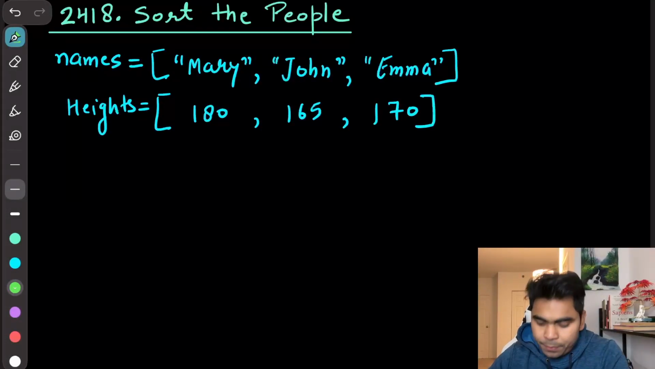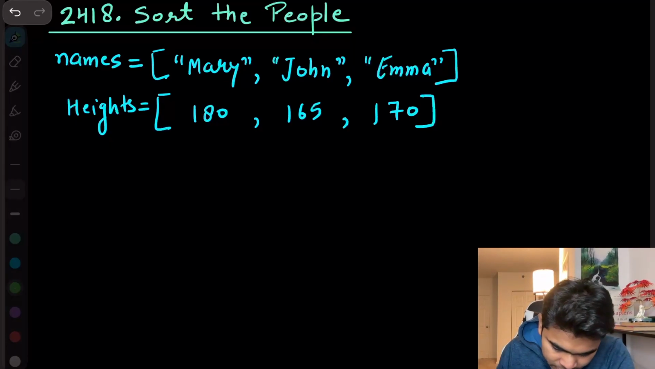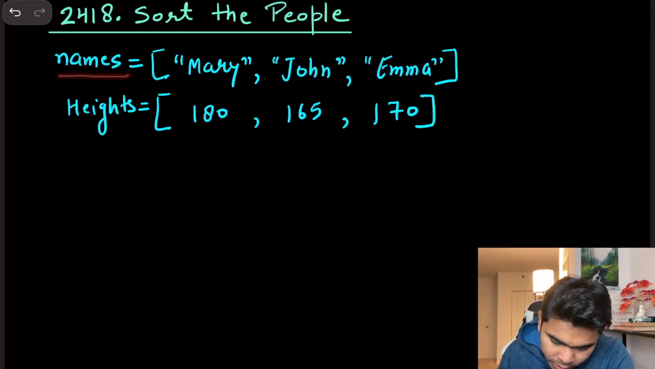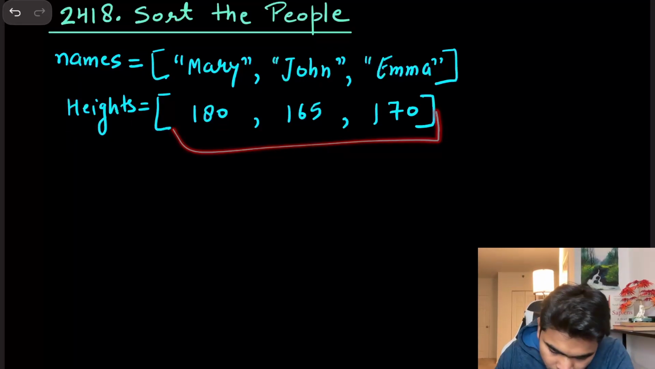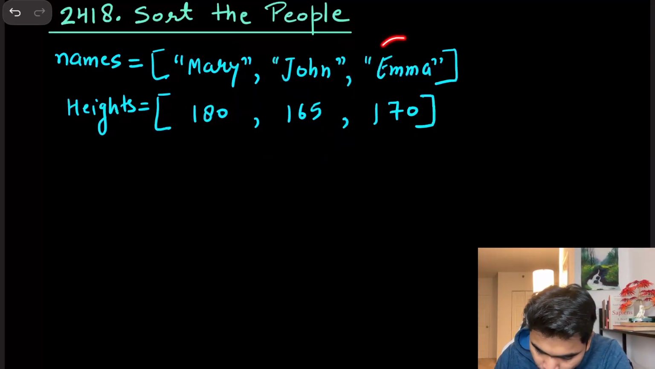What's up? So we are solving LeetCode 2418, Sort the People. We are given basically two arrays. The first array is names, which contains the names of people. Then there is another array called heights, which represents the heights of these corresponding people in both arrays.